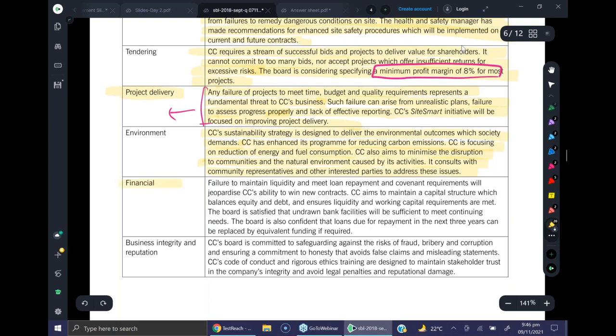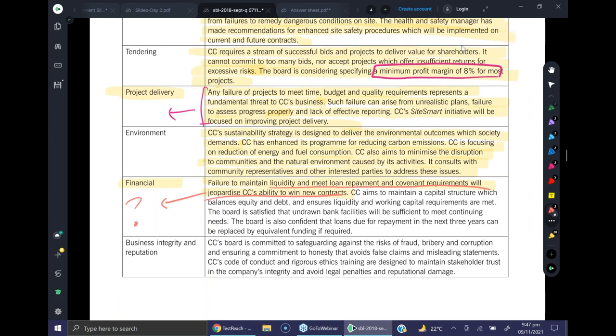Financial risks are there. Failure to maintain liquidity and meet loan repayment and covenant requirements will jeopardize CC's ability to win new contracts. So do you think we should be using this as financial aspects of the new project as well? Yes, because these are the risks for the new project too.